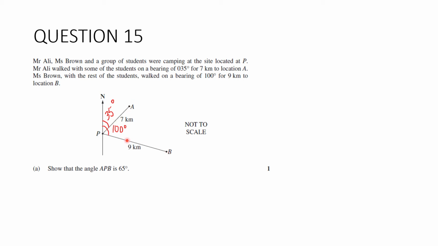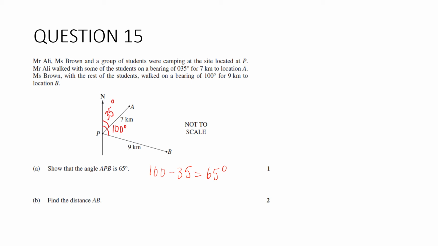APB is 65 degrees. So that's fairly obvious, isn't it? Because this is 100 and that much is 35. So this angle in here is going to be 100 take away 35. We need to show some working out. So let's just do 100 take away 35 is 65 degrees.